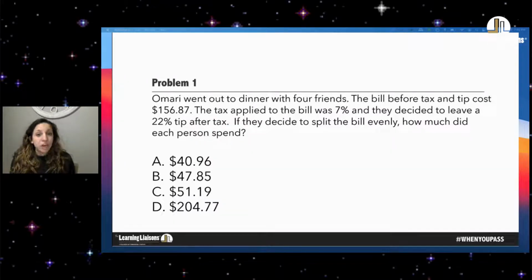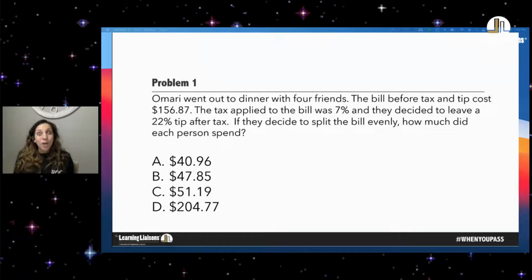Omari went out to dinner with 4 friends. The bill before tax and tip cost $156.87. The tax applied to the bill was 7%. And they decided to leave a 22% tip after tax. If they decide to split the bill evenly, how much did each person spend?